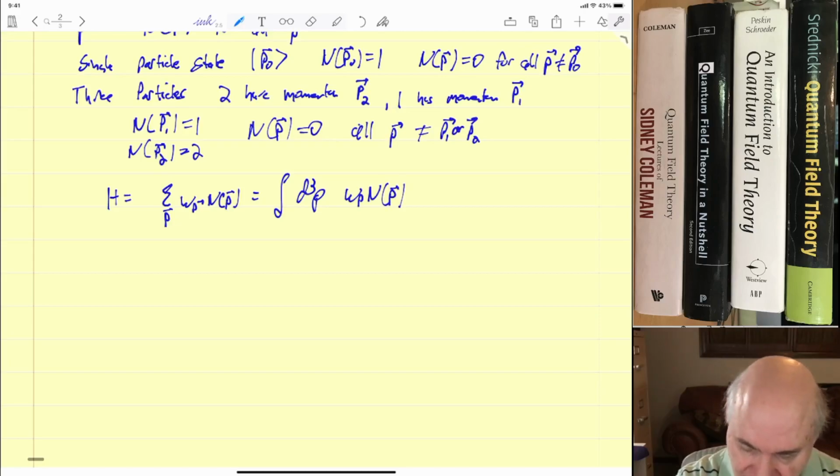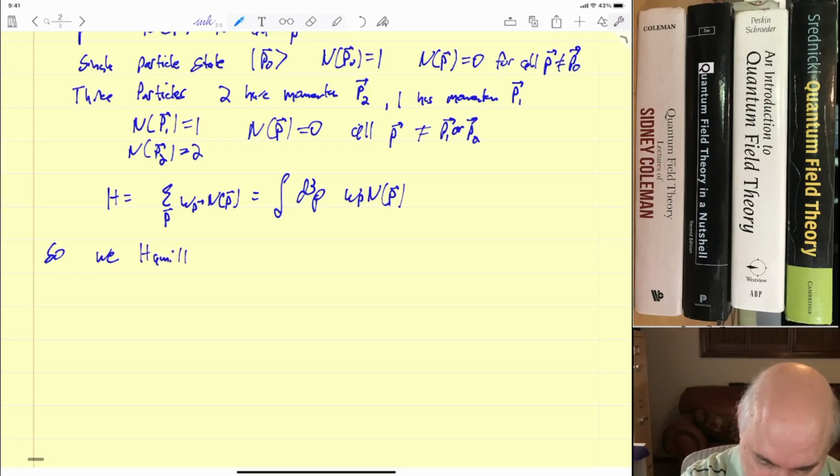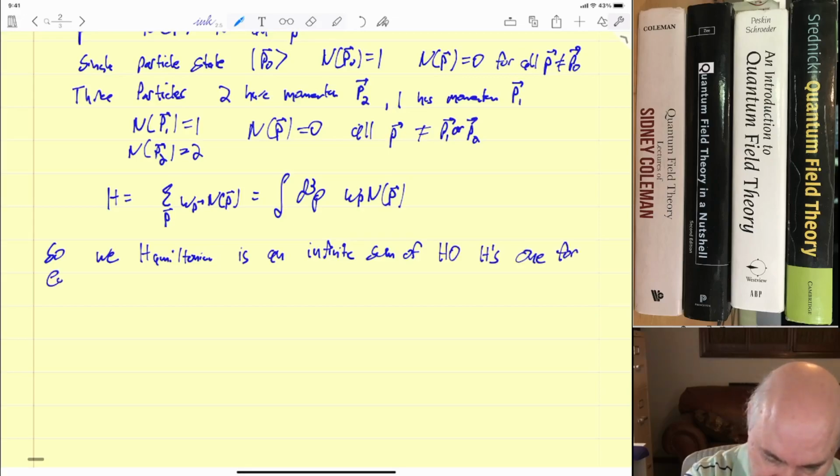And so what this tells us is that our Hamiltonian is basically an infinite sum of harmonic oscillator Hamiltonians, one for each point in momentum space.